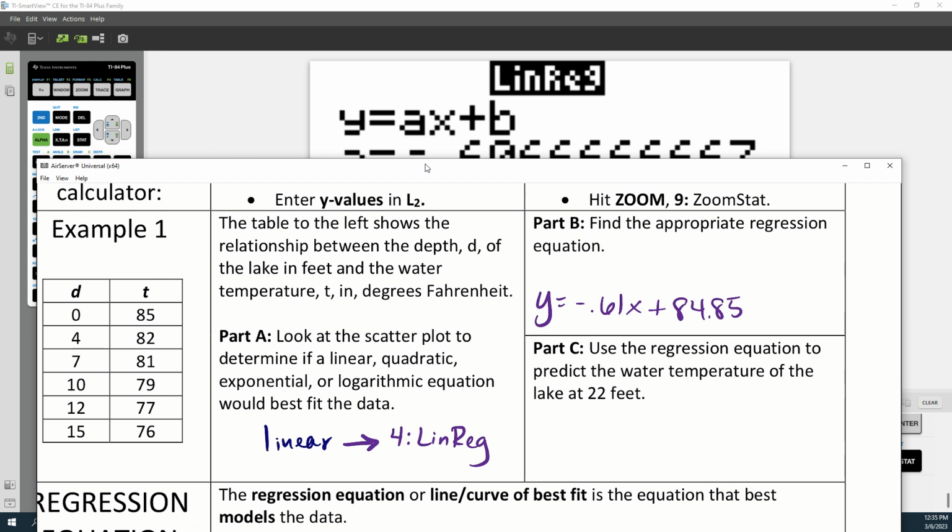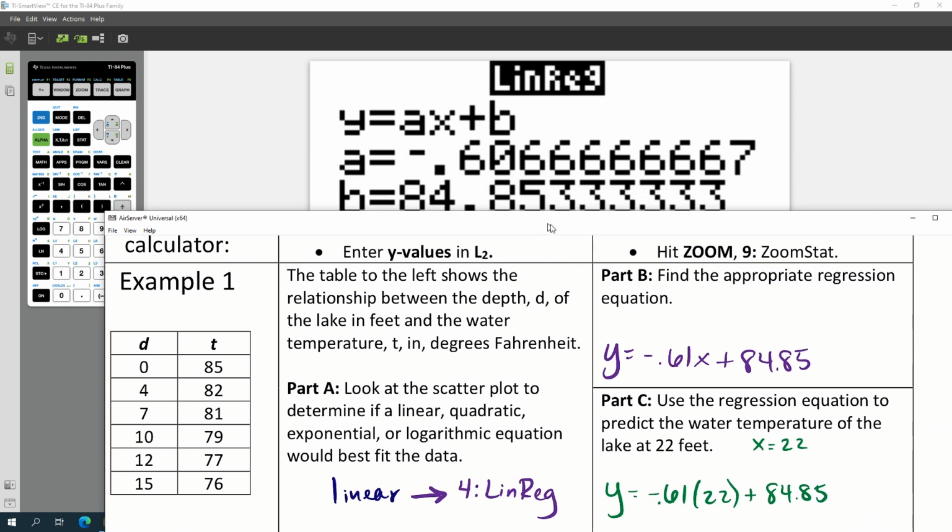Okay, and then part C asks us to use the regression equation to predict the water temperature of the lake at 22 feet. So what are we going to do with that 22? We're going to put it in for x. x is 22. So we'll take that equation we just found, and we're going to put 22 in for x.